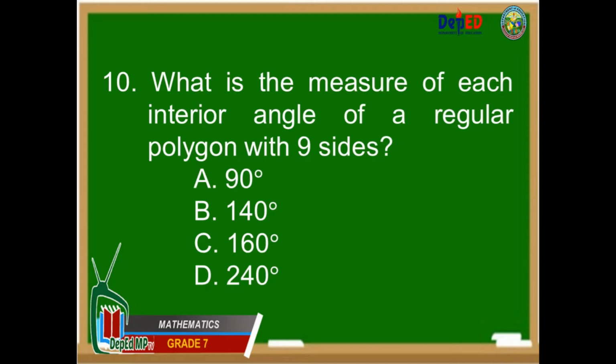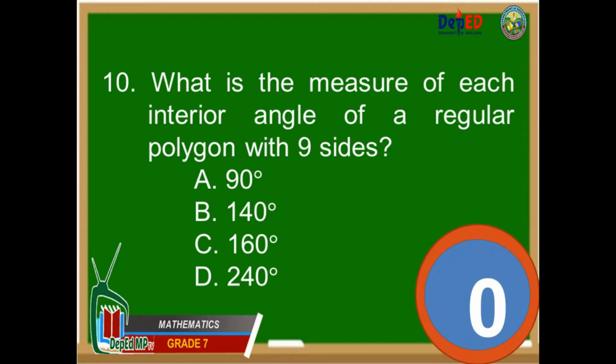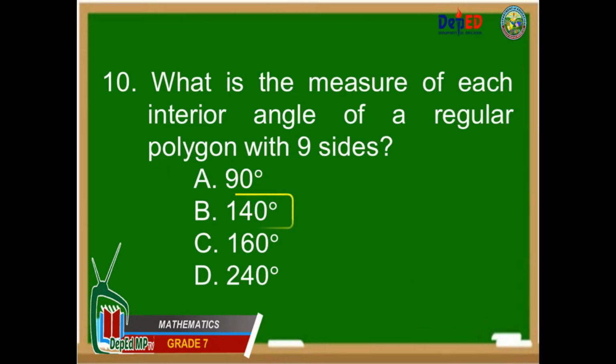Number 10. What is the measure of each interior angle of a regular polygon with 9 sides? Letter A, 90 degrees. Letter B, 140 degrees. Letter C, 160 degrees. And letter D, 240 degrees. And the answer is letter B.